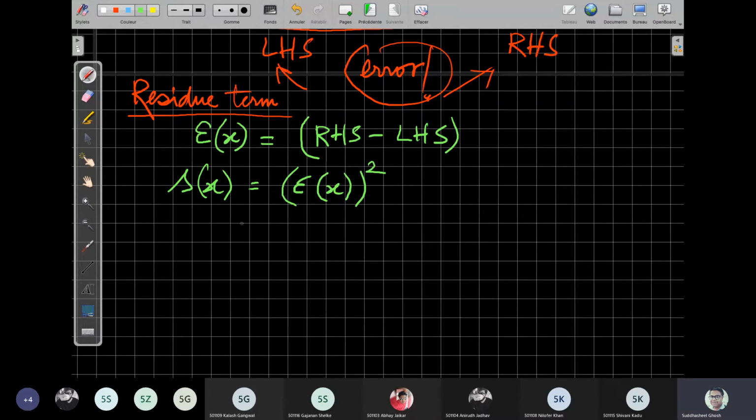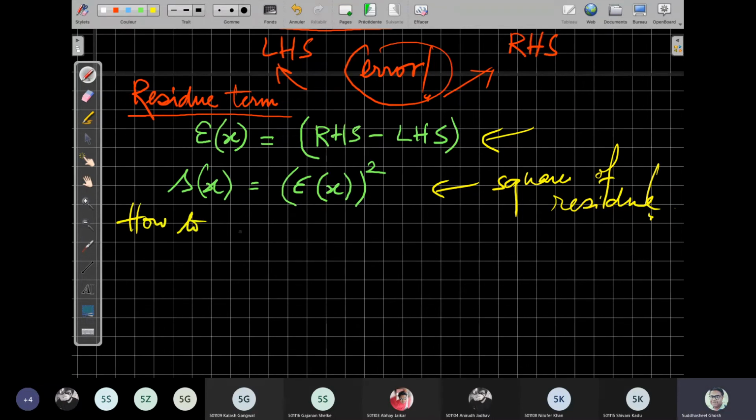So what I have done is, this part that you see is called the residue term, and this is the square of the residue. Okay. So this is the square of the residue. Now tell me how to find the sum of squares. My question is very simple: how do we find the sum of squares? Please tell me.